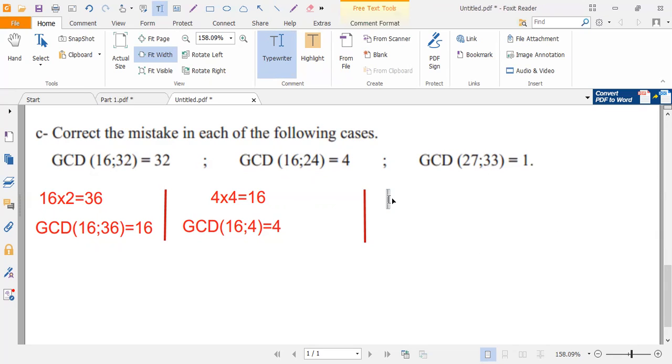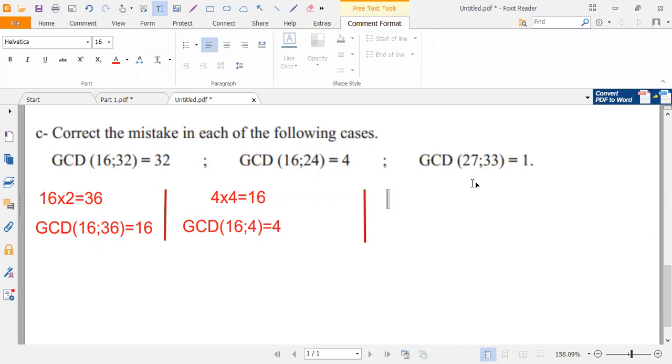So here we can correct the mistake. We can take 2 consecutive numbers to get a GCD of 1. We can write that the GCD of 27 and 28 is equal to 1.